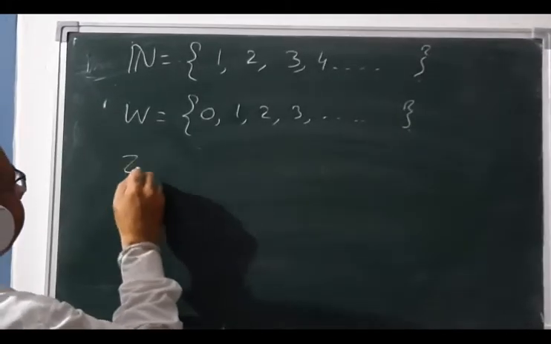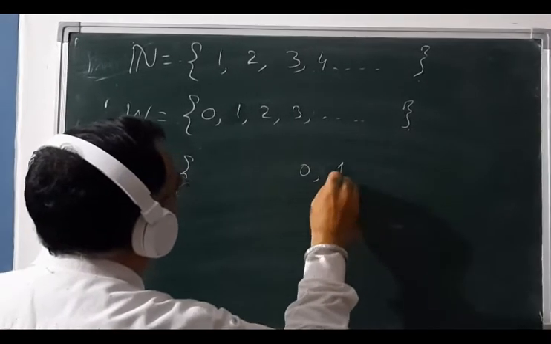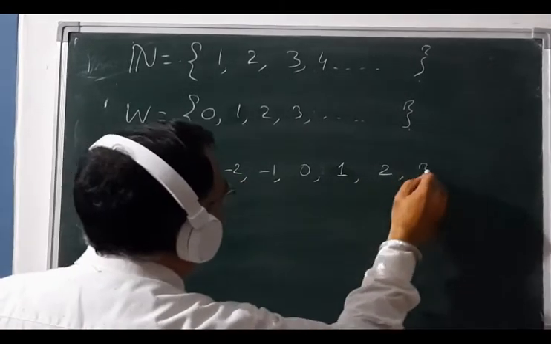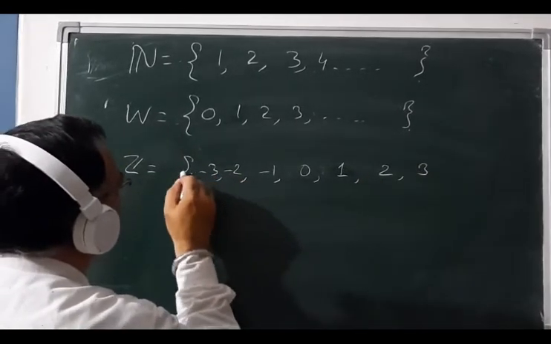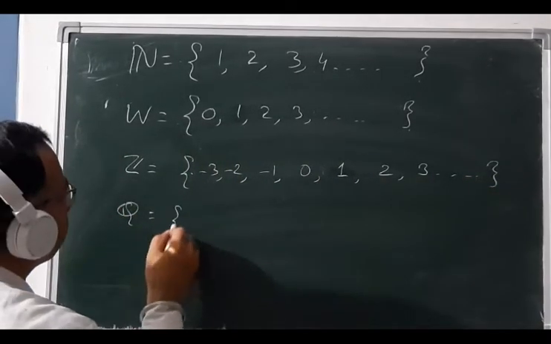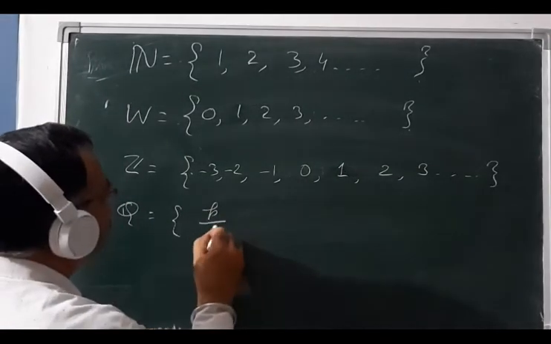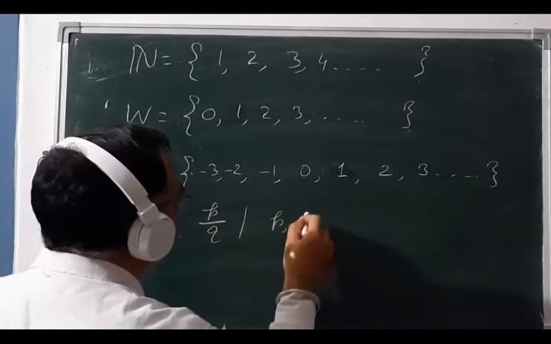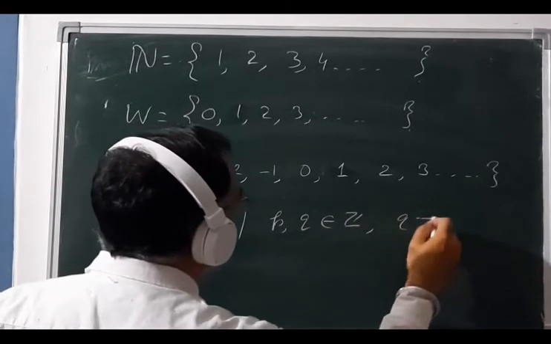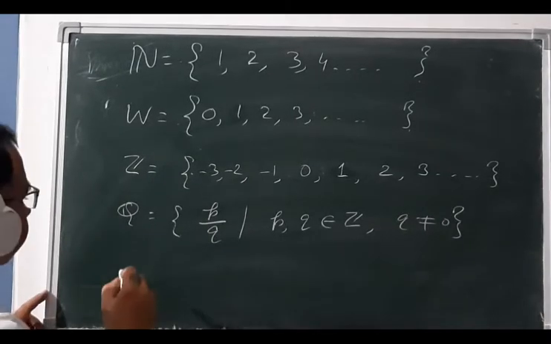Then the set of integers. If we take the negative of each number, for example 2 and minus 2, 3 and minus 3, and so on, this is the set of integers. Then the set of rational numbers, the numbers which can be written in the form p over q, where p, q are from this set of integers with the condition that q is not equal to 0. So this is the set of rational numbers.